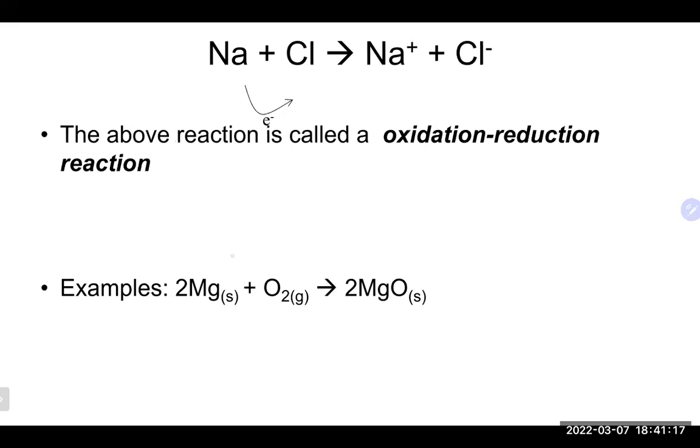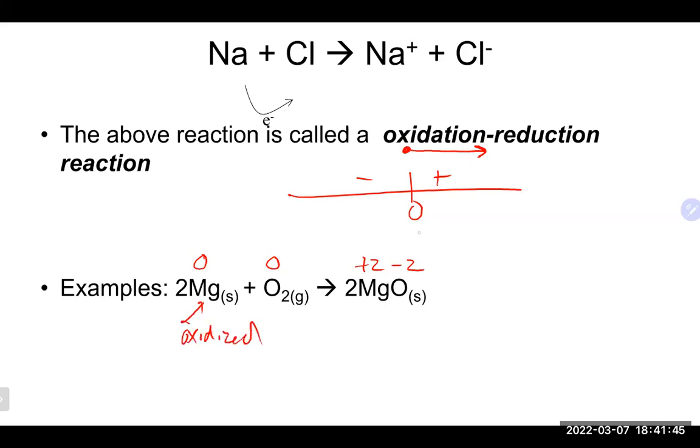Here's another example. If we look at magnesium, 0, 0. With the oxygen, when they first start by themselves, not combined, when the magnesium and the oxygen come together, we end up with a +2 for the magnesium and a -2 for the oxygen. Again, if we do our number line here, magnesium starting at 0 on the left, ending at +2 means magnesium is being oxidized, right?